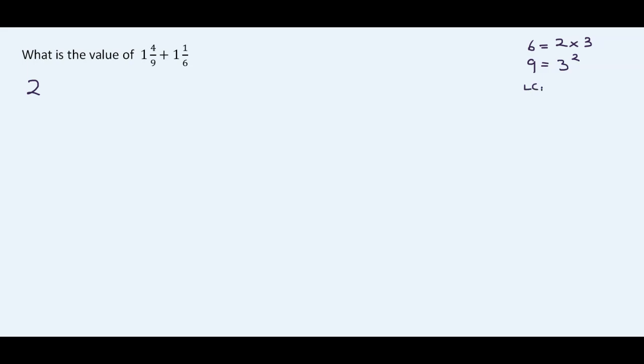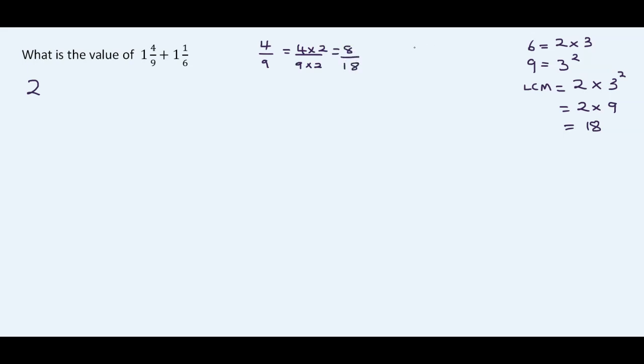So our LCM is going to give us 2. We have 2 and 3. Greatest exponent for each one. So this is going to give us 2 multiplied by 9, which is 18. So now we need to express 4 over 9 and 1 over 6 as fractions with a denominator of 18. So 4 over 9, we're going to multiply 9 by 2 and then 4 by 2. So this is going to give us 8 over 18.